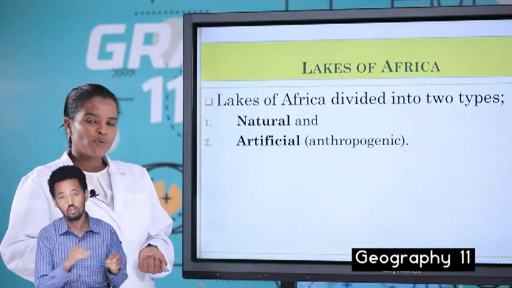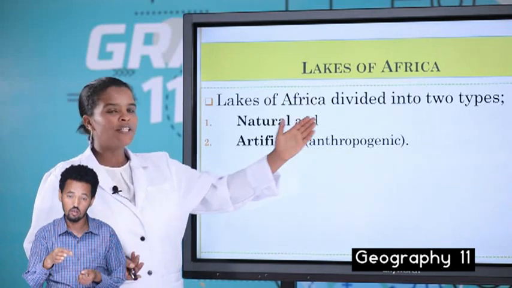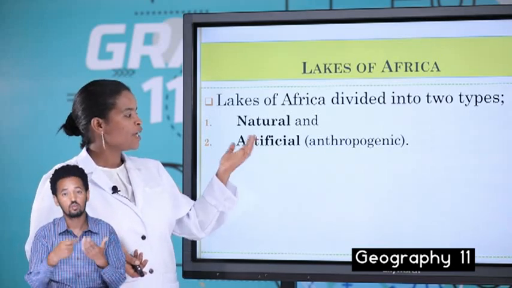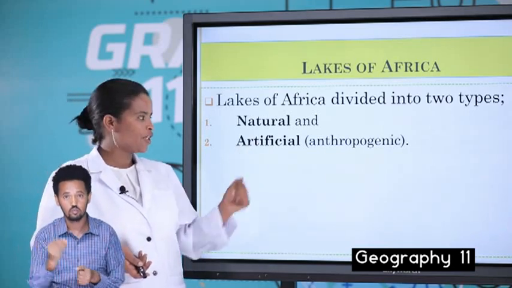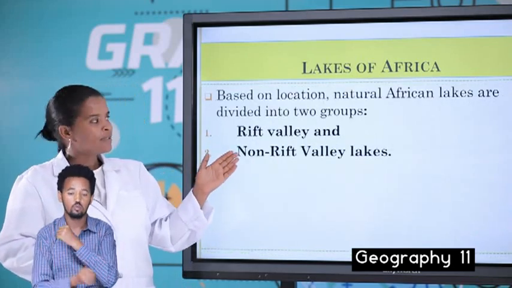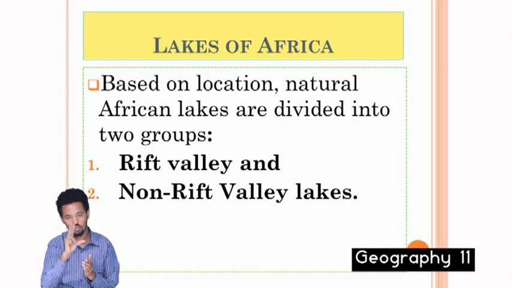Let's move to lakes of Africa. Lakes of Africa are divided into two types. These are natural and artificial. Based on location, natural lakes are divided into two. These are Rift Valley lakes and non-Rift Valley lakes.